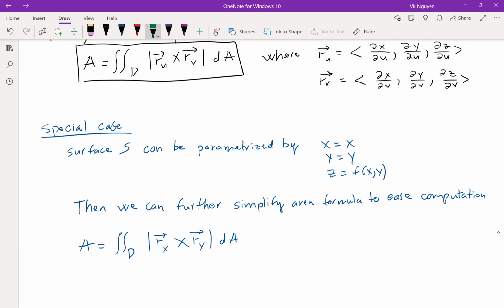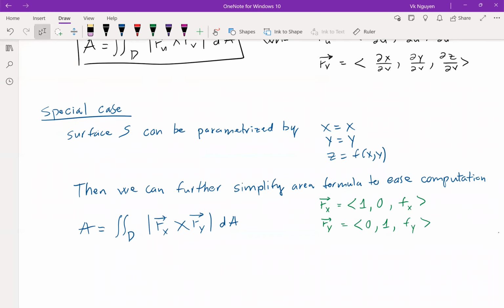I'm going to do the r_x cross r_y right here. So if you do r_x, look at this thing here. Partial derivative with respect to x: 1. With respect to x, 0. With respect to x, f_x. Oh, how nice. Or y. With respect to y, we don't have any y in the first one, so it's going to be 0. With respect to y is 1. With respect to y, f_y. And next, you do the cross product and you take the magnitude of the cross product.